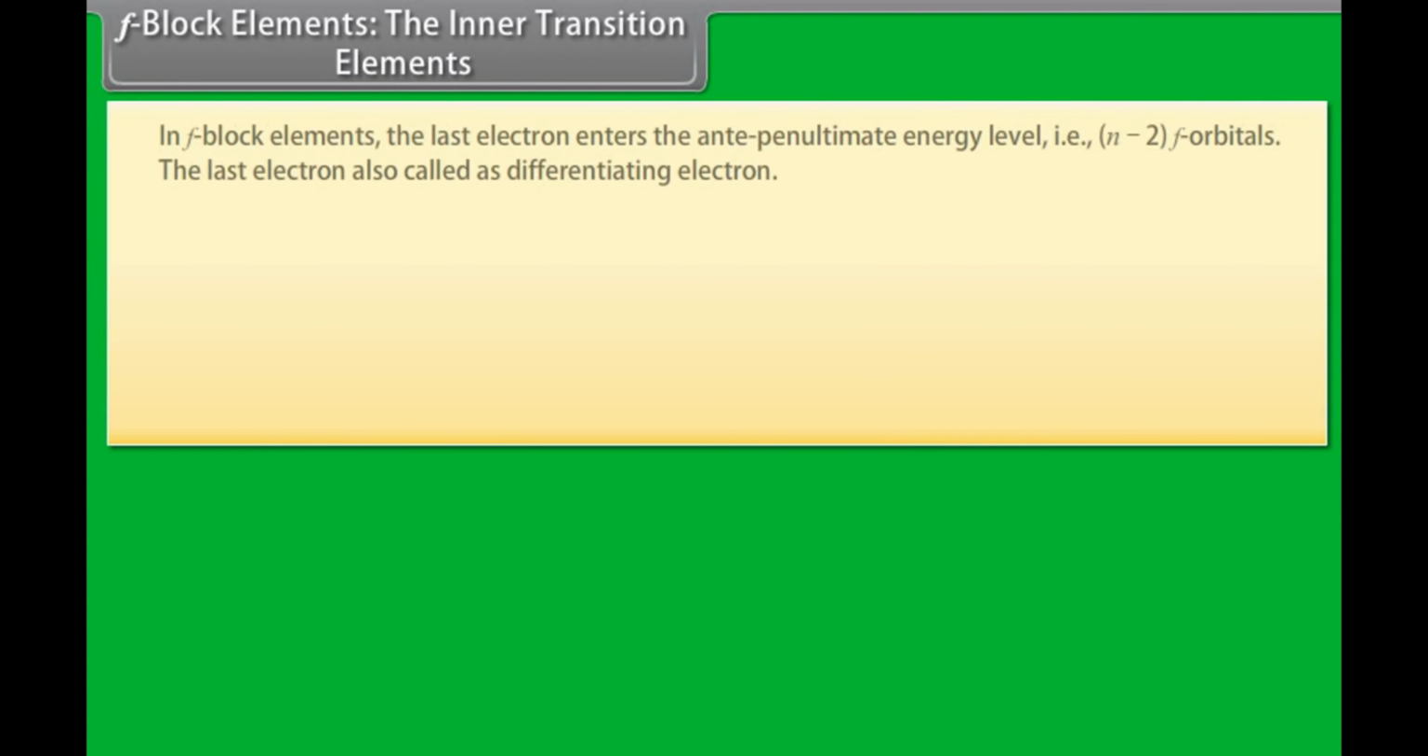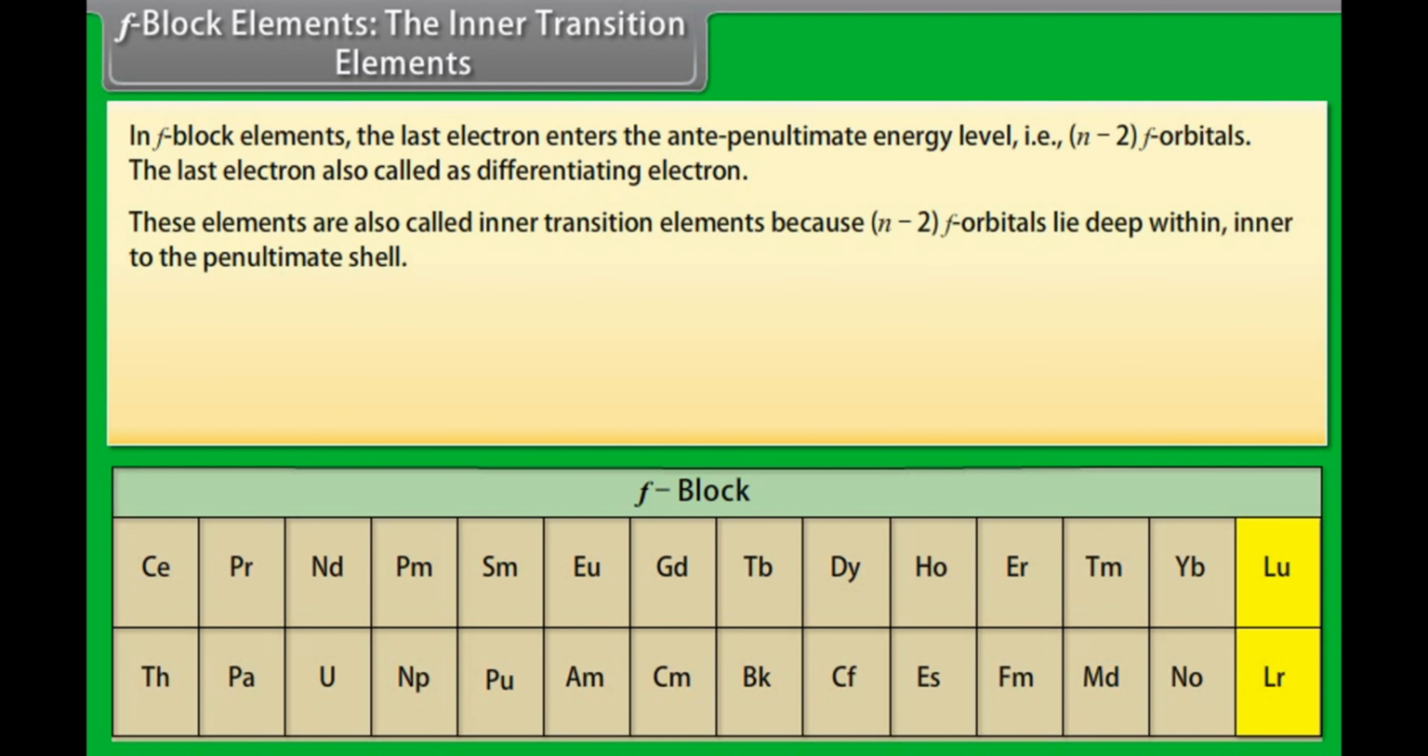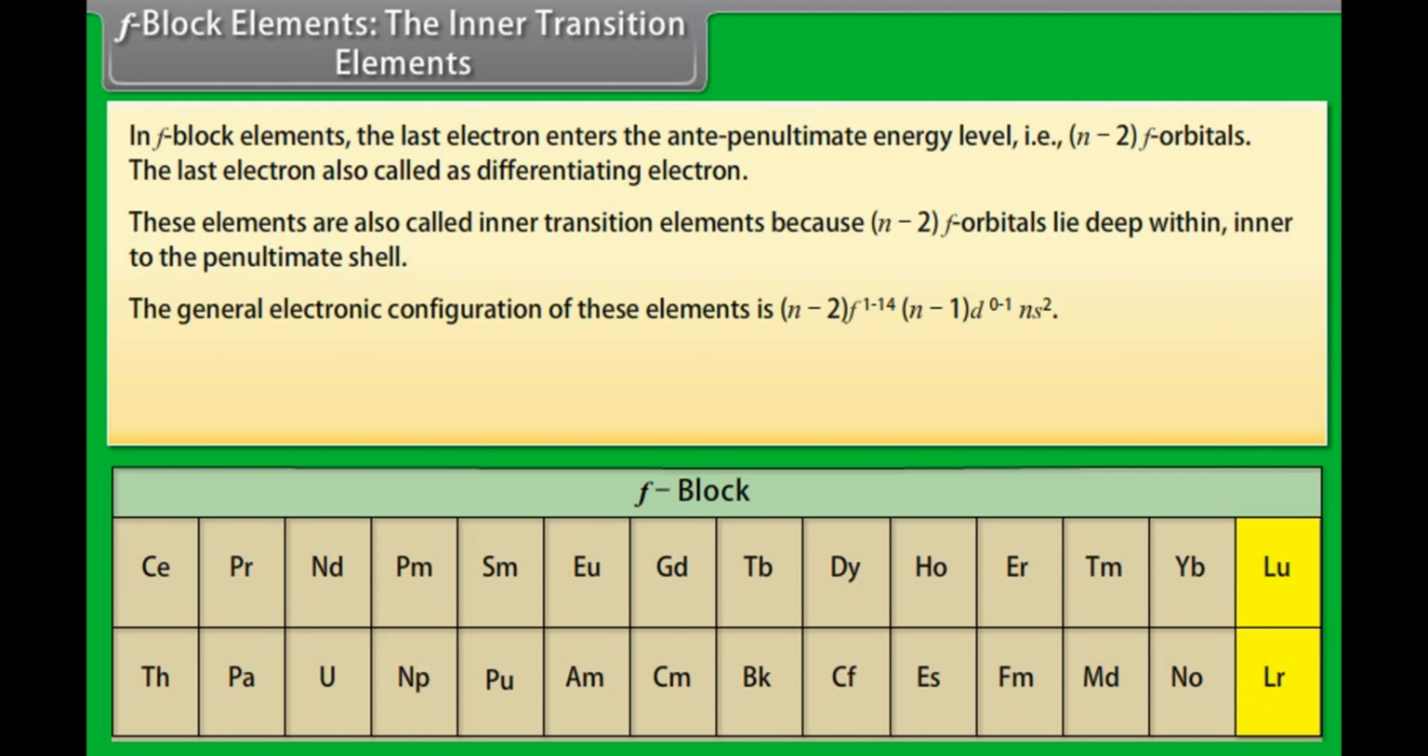F block elements, the inner transition elements. In F block elements, the last electron enters the antepenultimate energy level, that is the (n-2) f orbitals, where n can be 6 or 7. The last electron is also called the differentiating electron. These elements are also called inner transition elements because (n-2) f orbitals lie deep within, inner to the penultimate shell. The general electronic configuration of these elements is (n-2)f1 to 14, (n-1)d0 to 1, ns2.